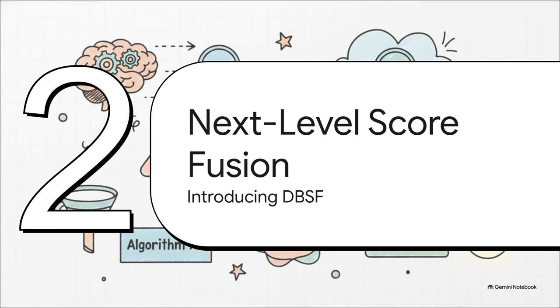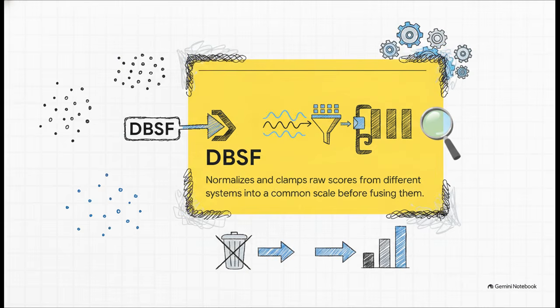Section 5, Next Level Score Fusion, introducing DBSF. To solve those glaring blind spots, data scientists needed a way to safely translate wildly different raw scores. And this is where distribution-based score fusion, or DBSF, totally changes the game. DBSF acts as a universal statistical translator for heterogeneous search methods. So instead of throwing the scores away like RRF does, DBSF keeps them, but it forces them all to play by the exact same mathematical rules.